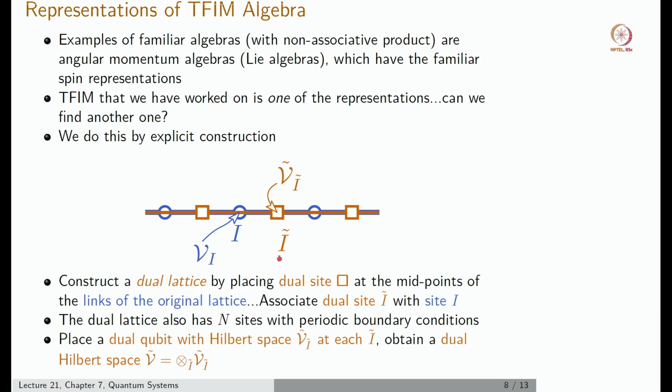Now, at each of the dual lattice sites, I am going to place a different qubit. It is not the same qubit as I have here. I have a different qubit here. And I am going to place one such qubit in every dual lattice site. And I am going to construct a Hilbert space which is going to be the tensor product of these dual qubits. Okay, that is what I am going to do.